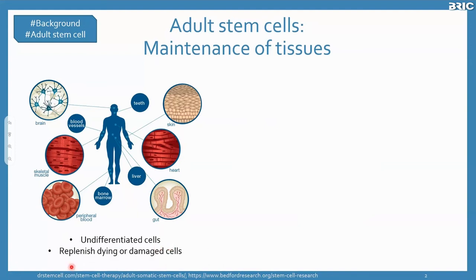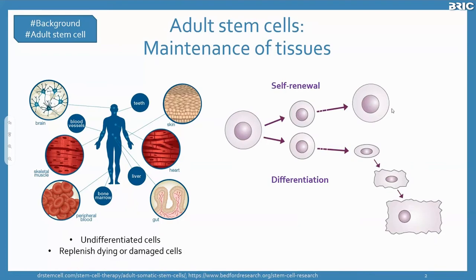Because these are their roles and characteristics, there are two properties that are very important when it comes to adult stem cells. The first is self-renewal ability. Self-renewal ability is important because it can provide a reservoir of stem cells in case they need to produce another round of differentiating cells. And of course, the other property that is very important is differentiating ability. Stem cells should be able to produce different subsets of different types of cells.